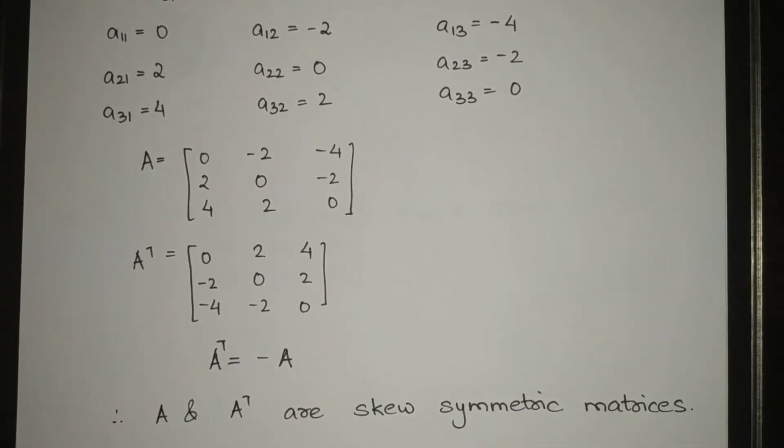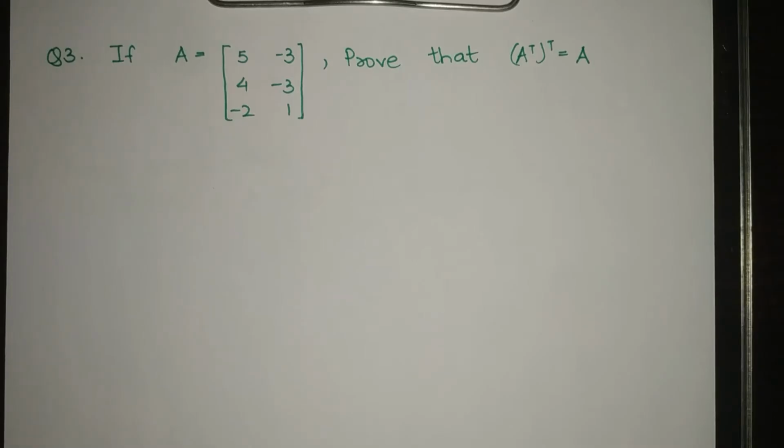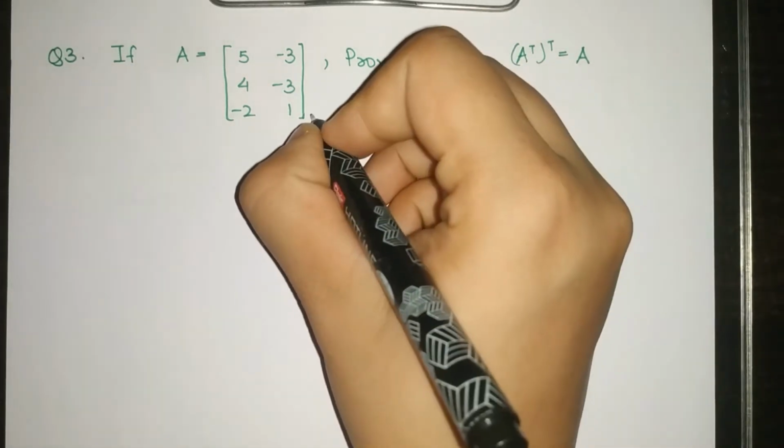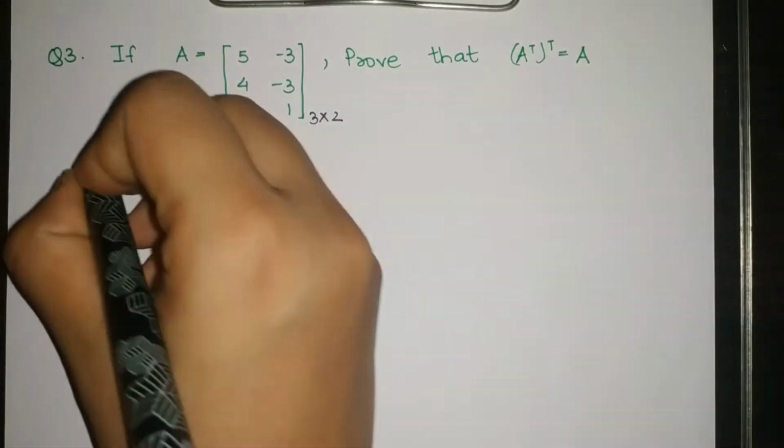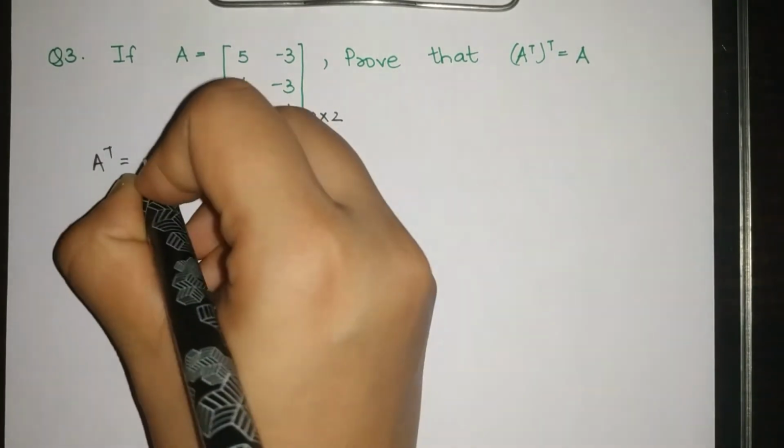Now let's do the next question. In the third question, if we have that A is equal to this matrix, which is a 3 cross 2 matrix, then prove that the transpose of A transpose is equal to A. This is very easy, पर फिर भी हम कर लेते हैं. So this is a 3 cross 2 matrix. पहले A transpose निकालेंगे तो क्या होगा?